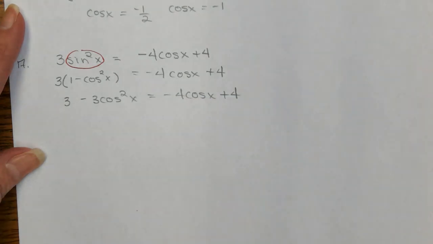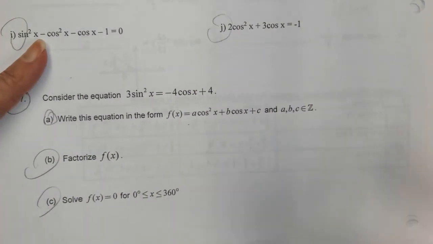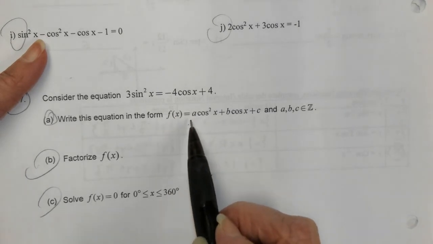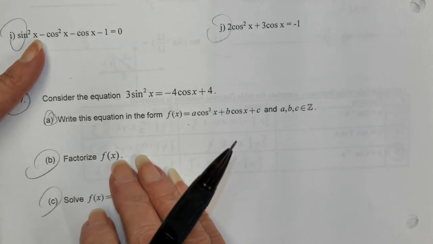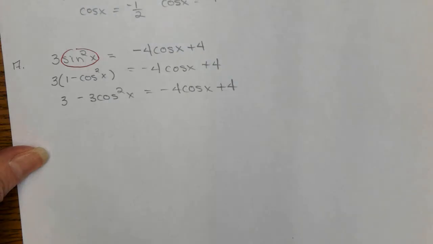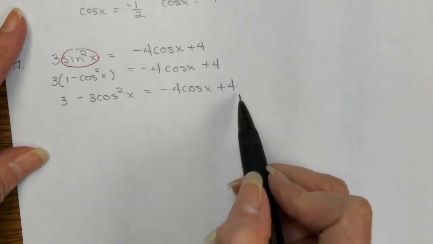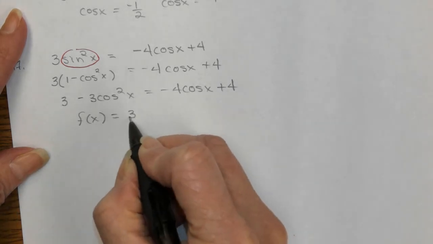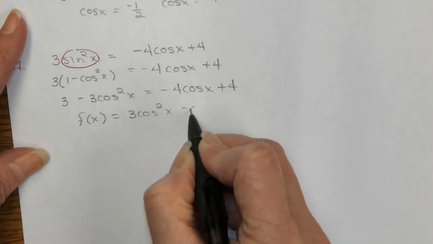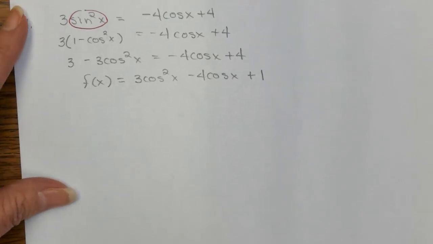Now I'm going to go back and look at the instructions so that I know exactly what the format for this equation is supposed to look like. It's supposed to look like f of x equals, and I need to set it up in that order. Cosine squared first, then cosine, and then my constant. So I'm just going to add my 3 cosine squared x and subtract my 3 from the other side of the equation. So I'm going to get f of x is equal to 3 cosine squared x minus 4 cosine x plus 1. And that's the answer to the first one.